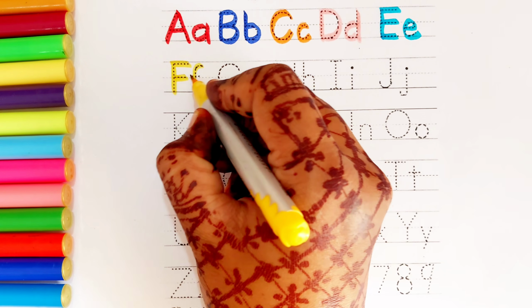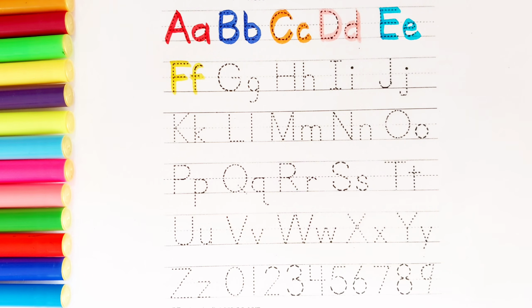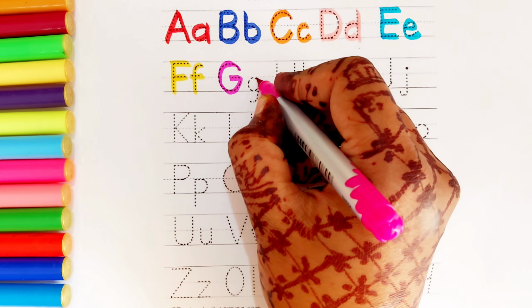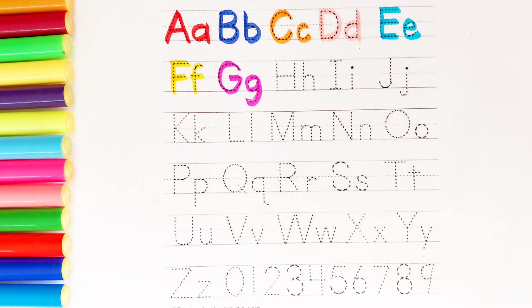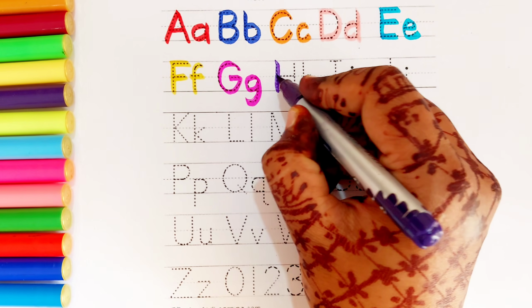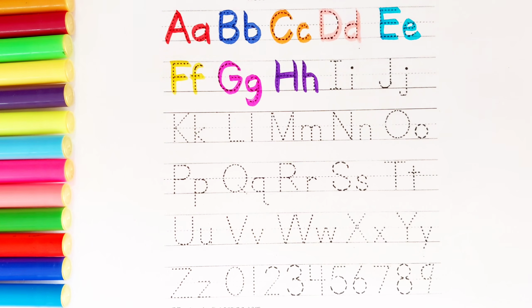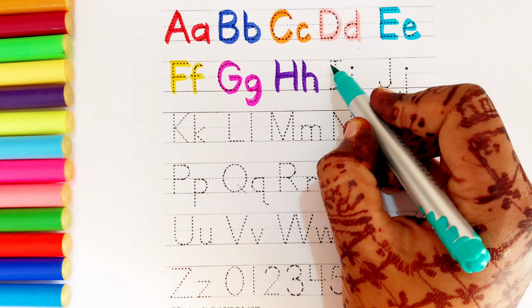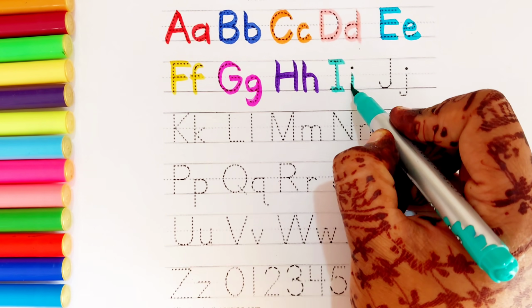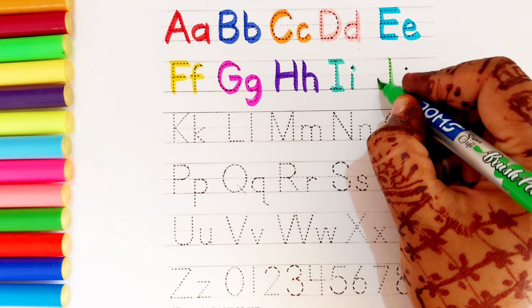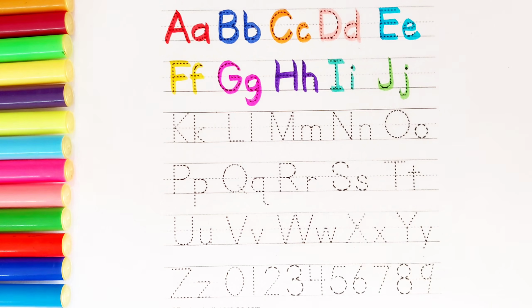F for fish. G for goat. H for hen. I for ice cream. J for juice.